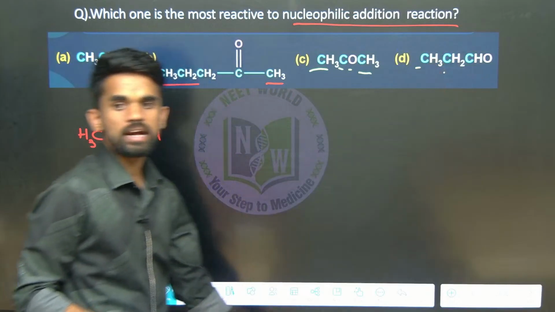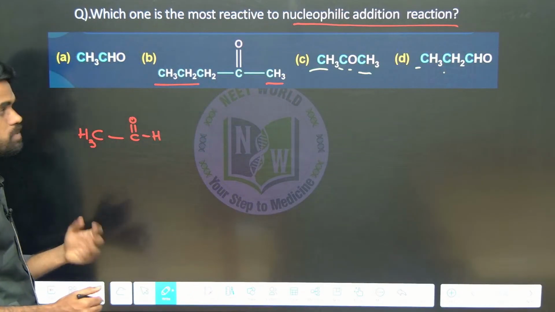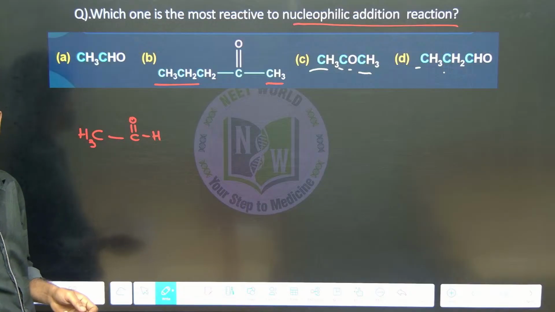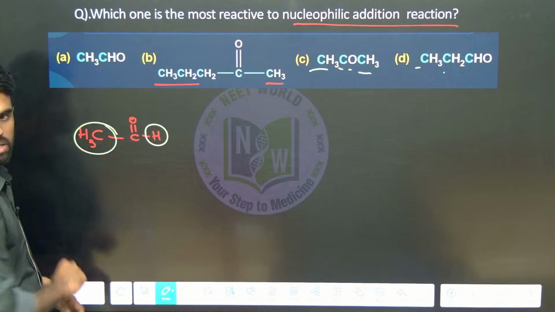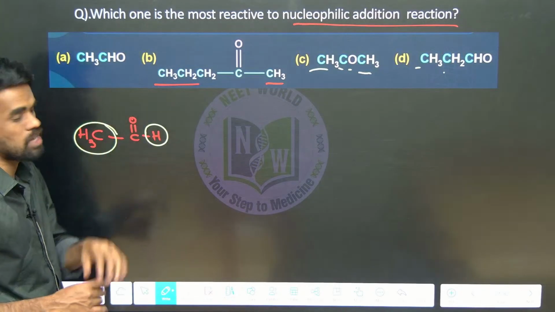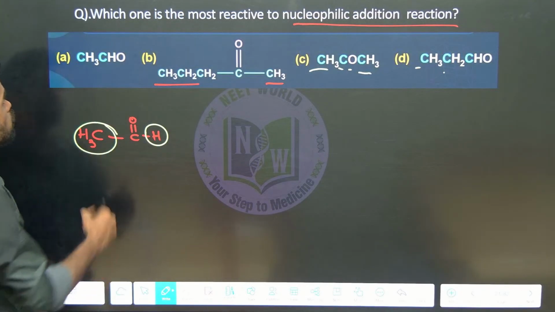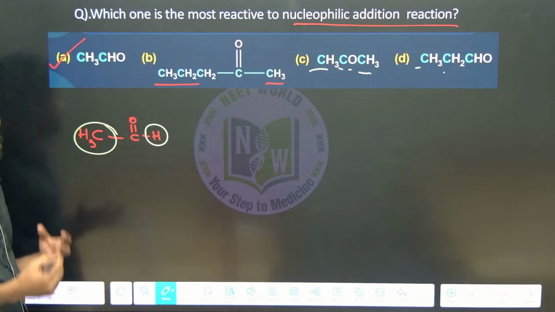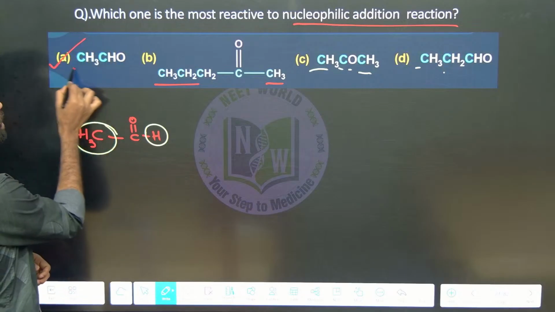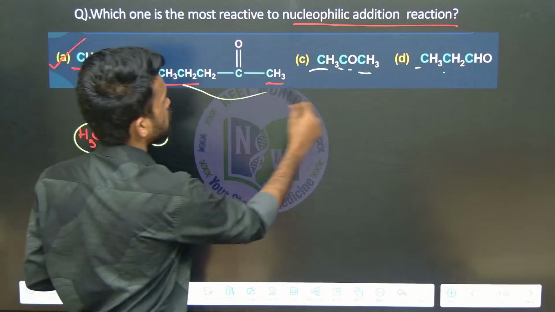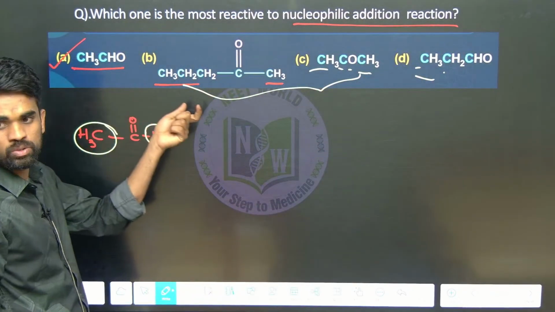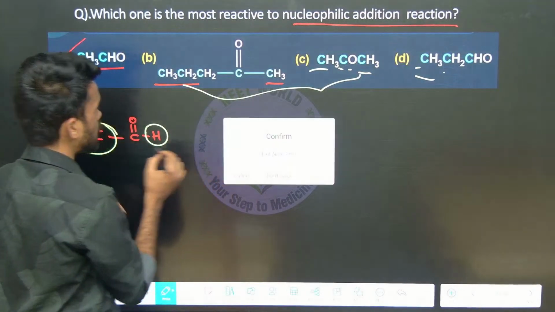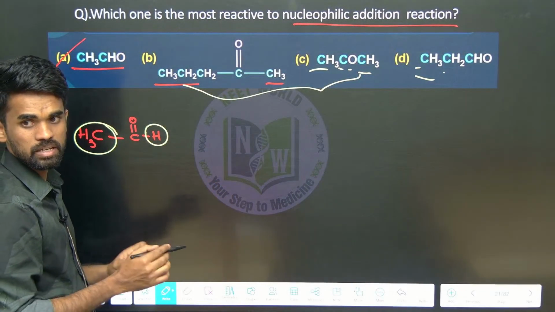So which is more reactive? Tell me. The smaller groups I told you. Where do we have smaller groups? In the first option. See, just hydrogen, methyl. In the other case it is bigger alkyl groups. So which is more reactive? First option. Now from our discussion, see, these are aldehydes, these 2 are ketones. This is again aldehyde. See, aldehydes are more reactive than ketones, because aldehydes are more electron deficient than ketones.